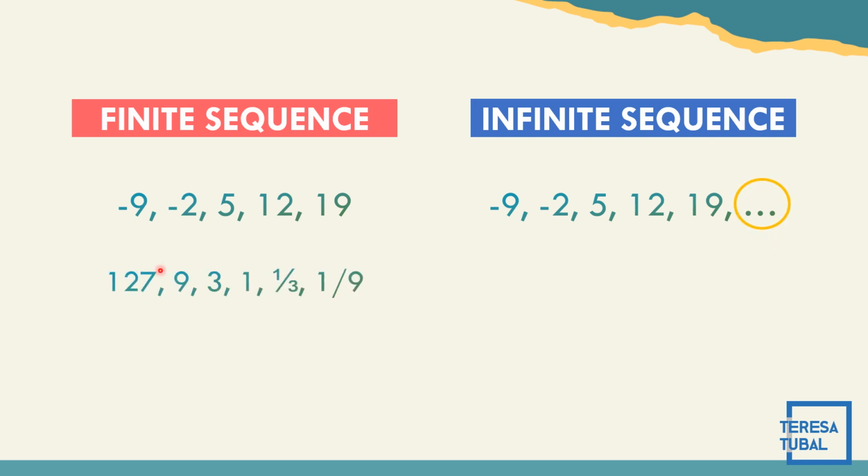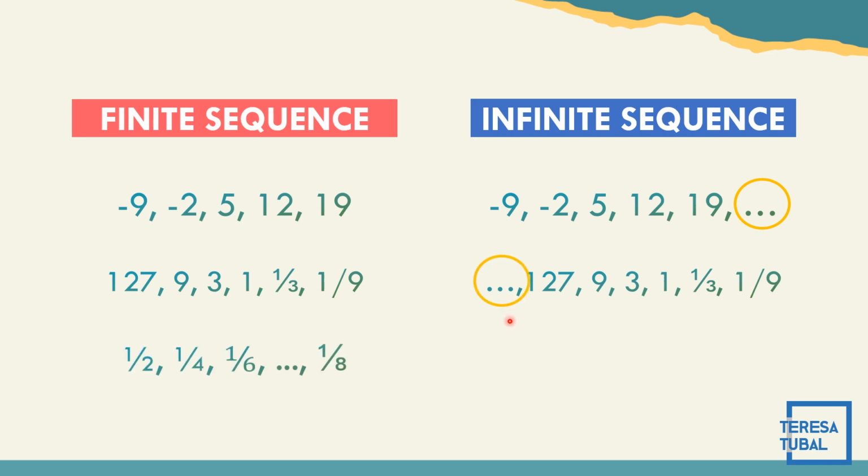Okay, second example. 27, 9, 3, 1, 1/3, and 1/9. Next, we also have the three dots that are considered the ellipsis. And then 27, 9, 3, 1, 1/3, and 1/9. So in the previous example, we have a first term but in the infinite sequence there is no last term. Well, this time, we have the first term for the finite and we also have the last term for the finite. But this time, in the infinite sequence, we have the last term but no first term, so that is infinite.